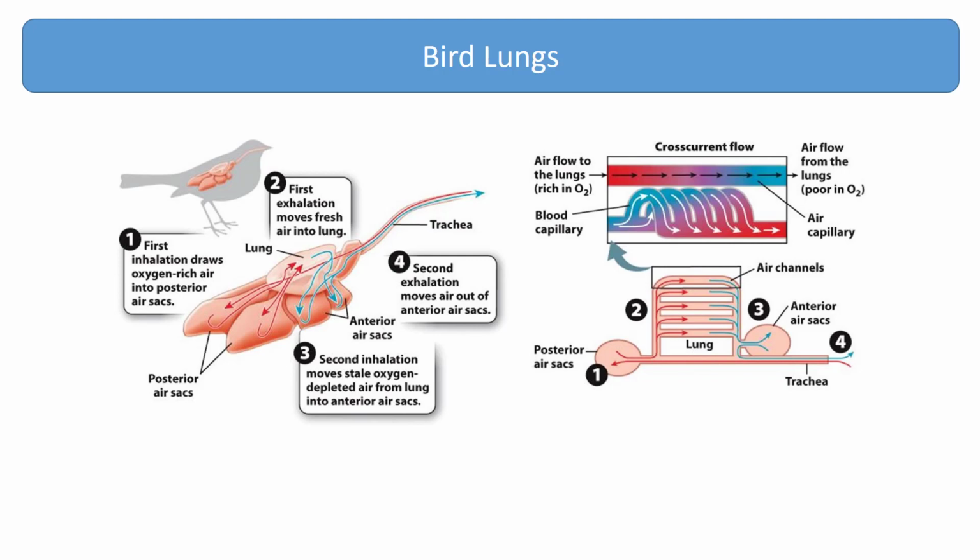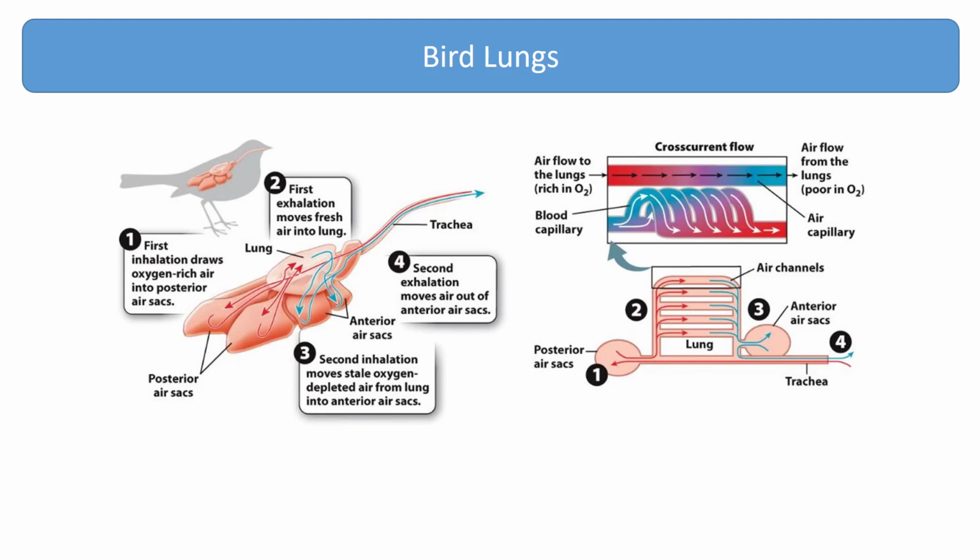A bird's respiratory system consists of two sets of air sacs, one located posterior to the lungs, which means behind them, and one anterior to the lungs, or in front of them. Their respiratory physiology depends on two sets of inhalation and exhalation to move a volume of air completely through the lungs. The first inhalation draws oxygen-rich air into the posterior sacs.